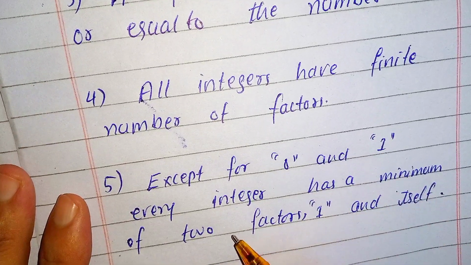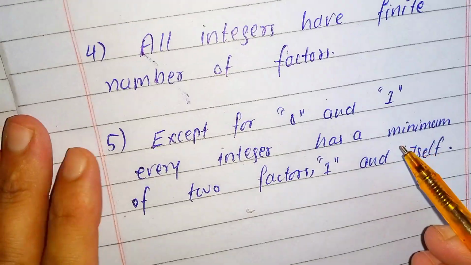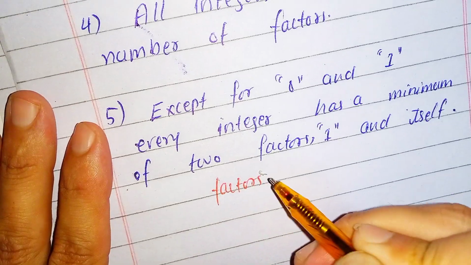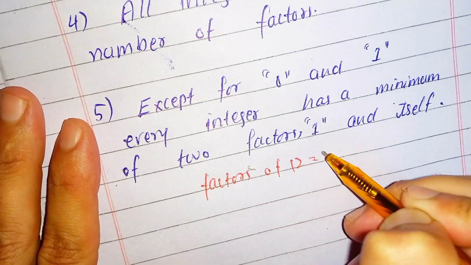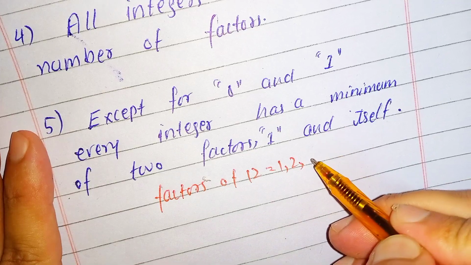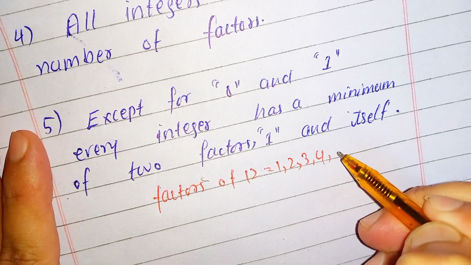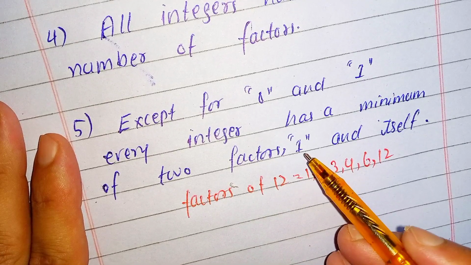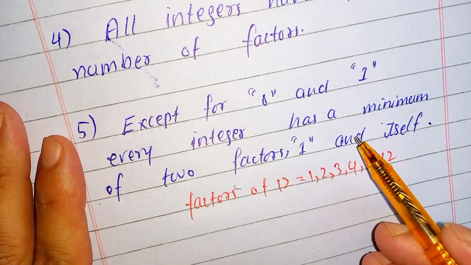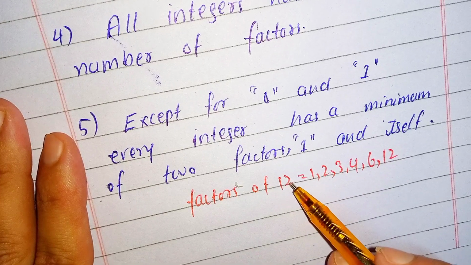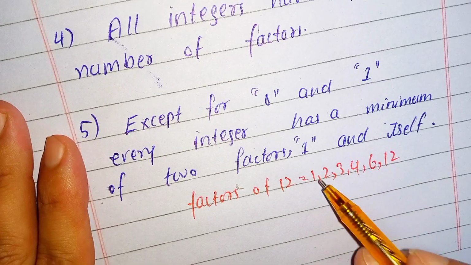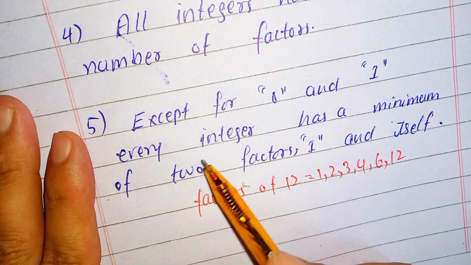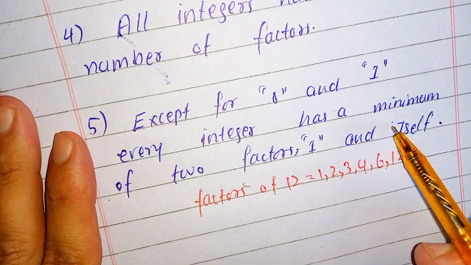Every integer has a minimum of 2 factors, which are 1 and itself. For example, the factors of 12 are 1, 2, 3, 4, 6 and 12. All integers must have a minimum of 2 factors: one is 1 and the other is the number itself. Here we see that the factors of 12 are 1, 2, 3, 4, 6 and 12, and 1 is always a factor of 12. So except for 0 and 1, every integer has a minimum of 2 factors, which are 1 and itself.